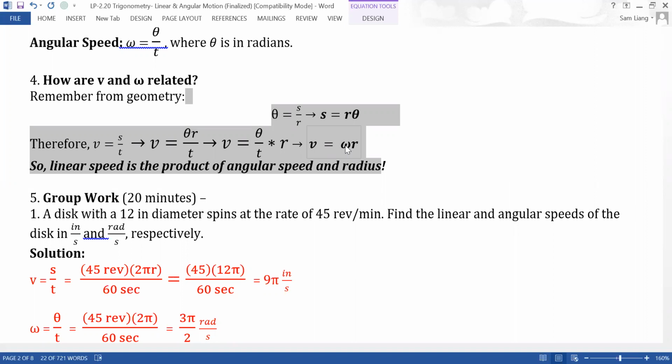All right, does anyone need to copy this down? Yes. Okay, all right. Just let me know when you're done.